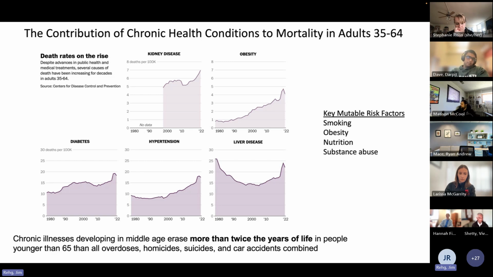And a key property of these conditions is that they often are linked to mutable risk factors like smoking, obesity, poor diet, etc. And so this linkage has spawned this vast literature and interest around using mobile health technology to bring about behavior change and enable people essentially to change their behavior more effectively.